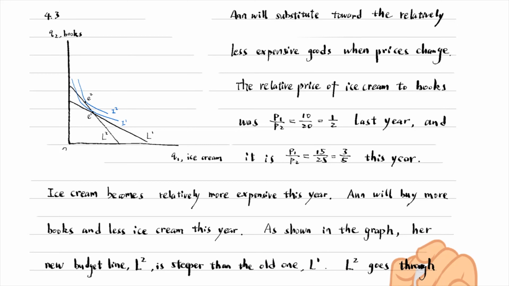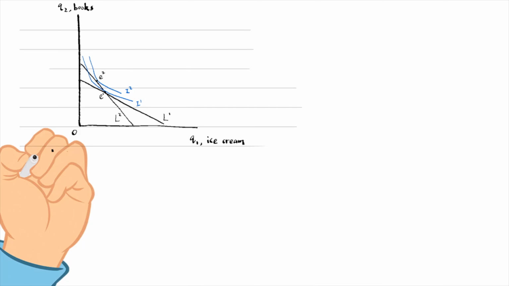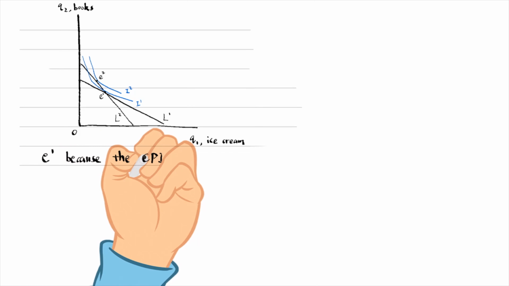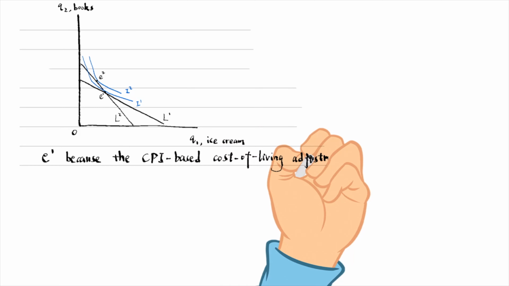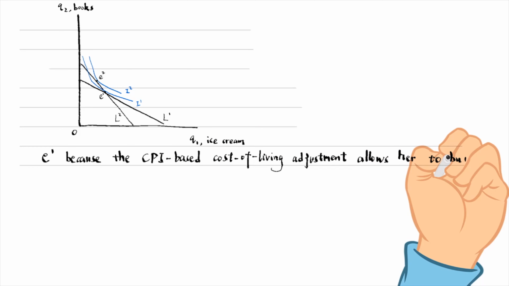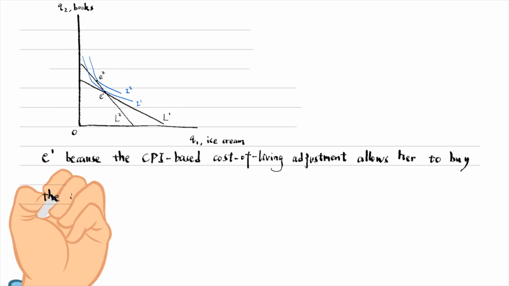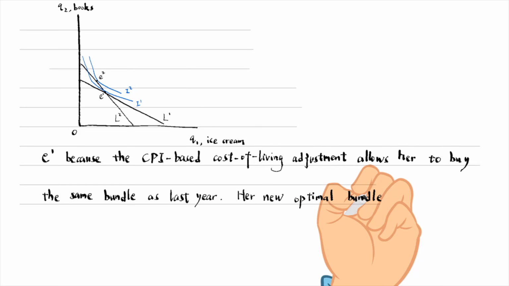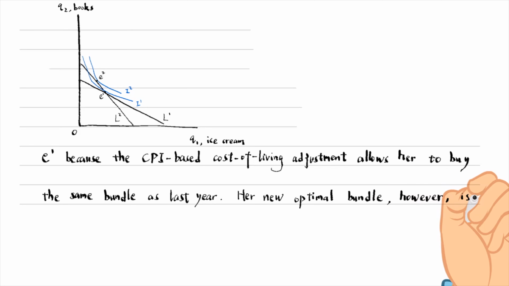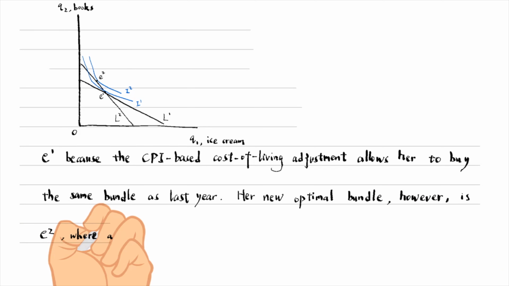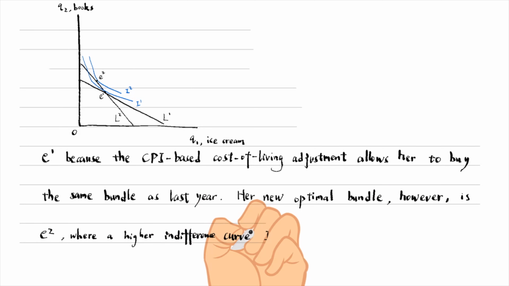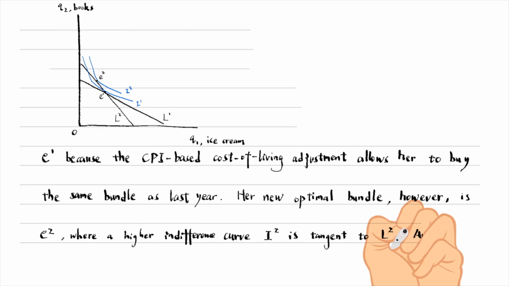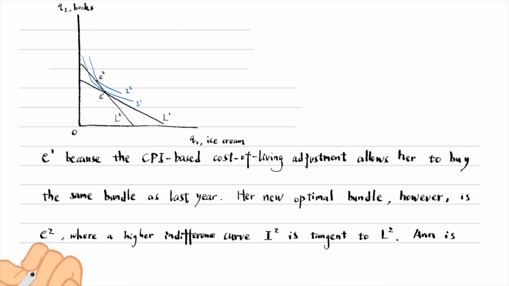L2 goes through the original bundle E1 because the CPI-based cost of living adjustment allows her to purchase the same bundle as last year. Her new optimal bundle, however, is E2, where a higher indifference curve I2 is tangent to L2, and she is better off with more books and less ice cream.